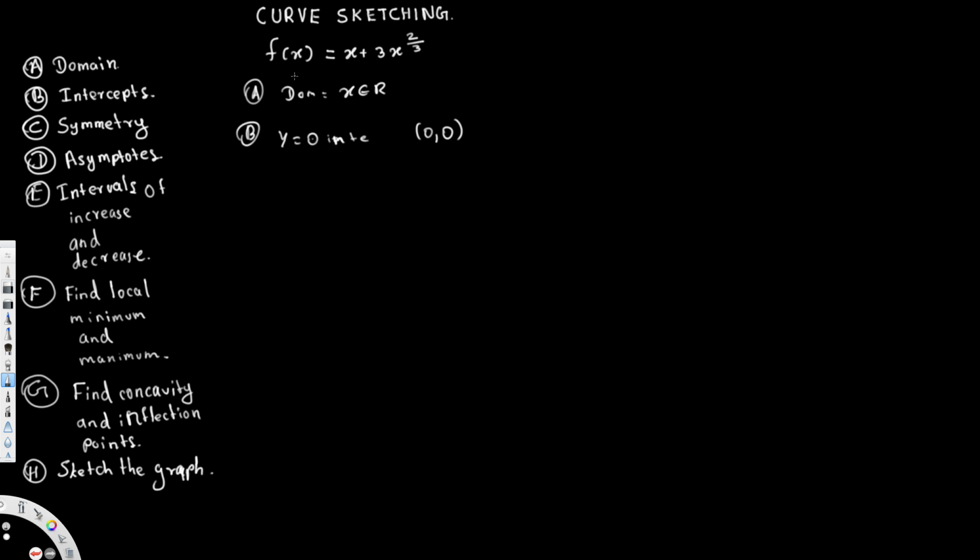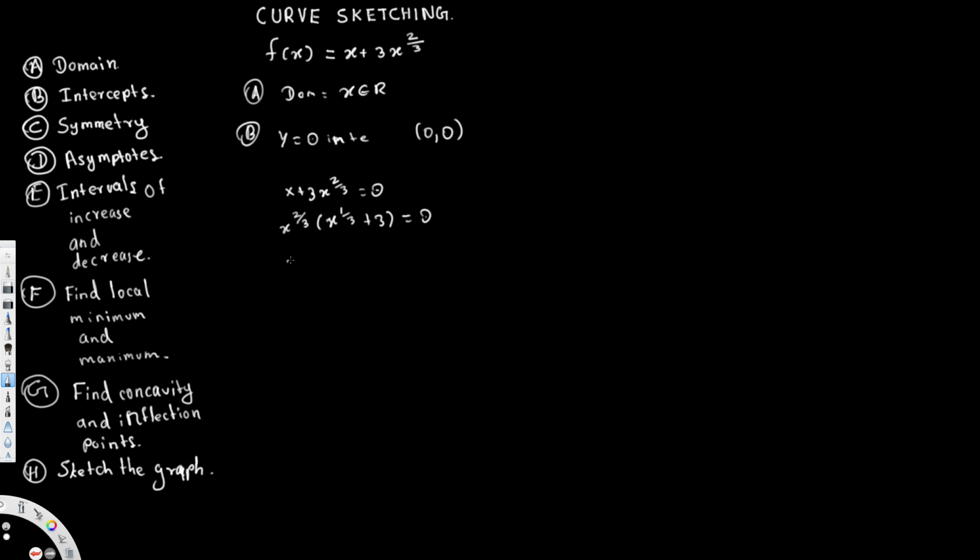Then I have to find the x-intercept. For the x-intercept, I have to set y equal to 0. So if I set y equal to 0, let's see what happens: x plus 3x^(2/3) is going to be equal to 0. Then I can take x^(2/3) common. If I take x^(2/3) common, I will get x^(1/3) plus 3, and this equals 0.